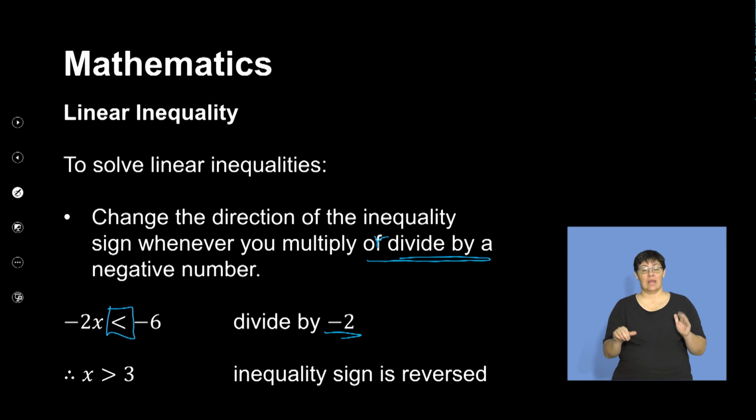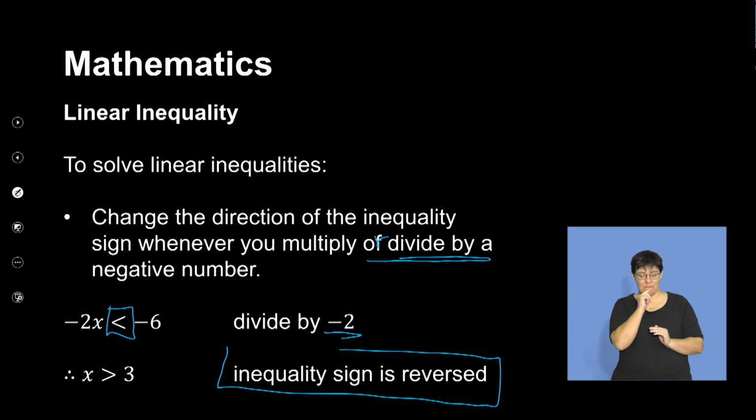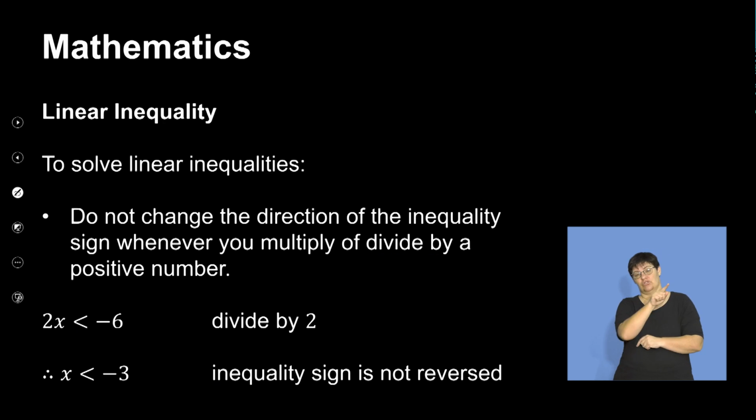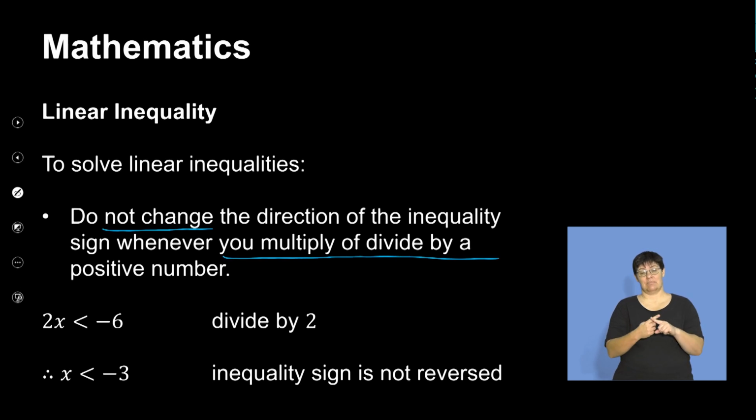So the last important point there will be the inequality sign is reversed. It changes the direction it was facing initially. But if I divide just by a positive number, then you don't change the direction. So you do not change the direction of the inequality when you multiply or divide by a positive number.